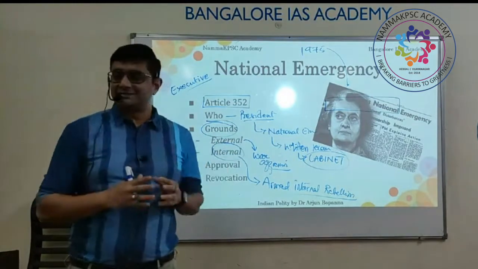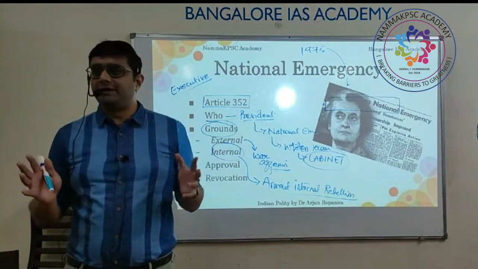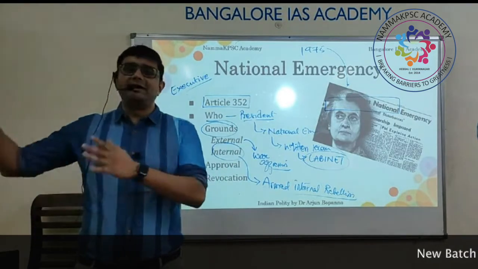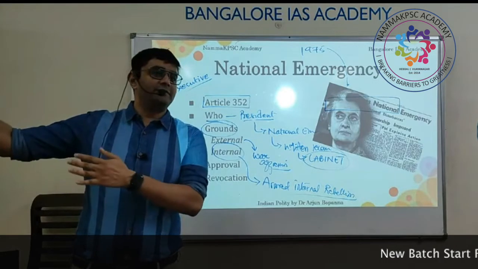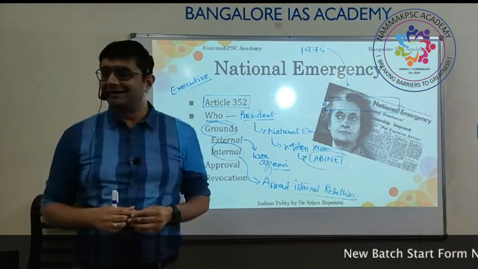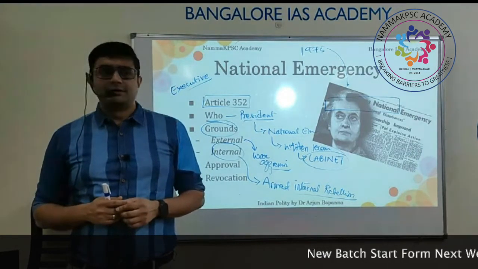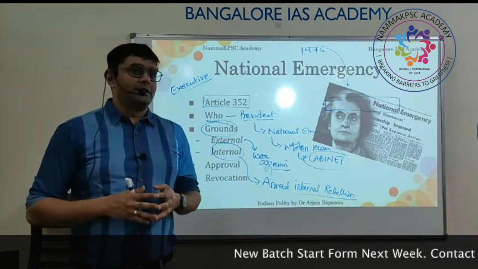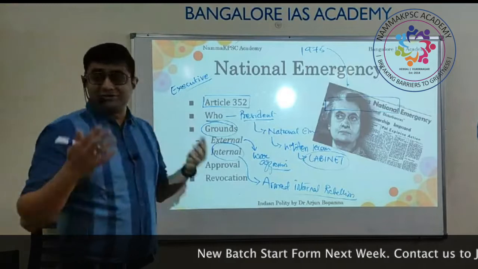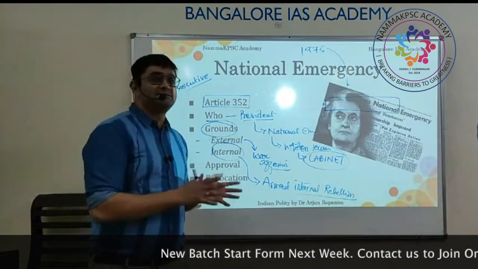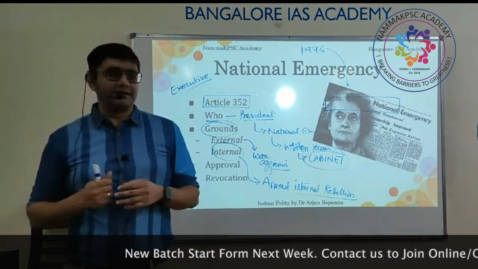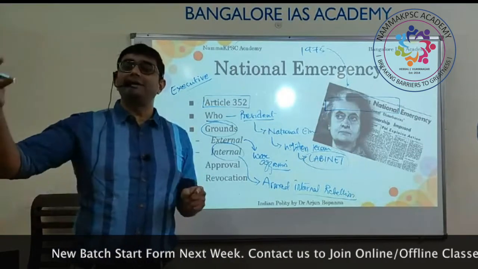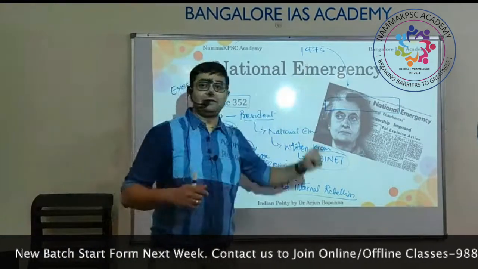What is internal disturbance is not defined. Anything can be declared as an internal disturbance. You have 100 people protesting in front of Vidhan Saudha, it can be declared as internal disturbance. Is that okay? So any kind of political opposition against the government can be misinterpreted as internal disturbance, and national emergency could have been declared. That's what happened in 1975.